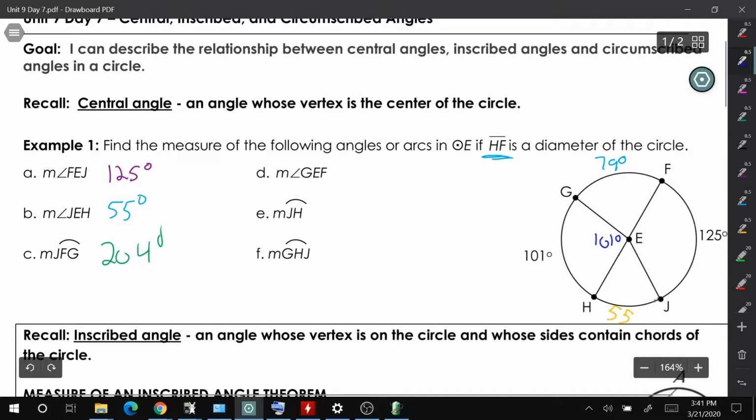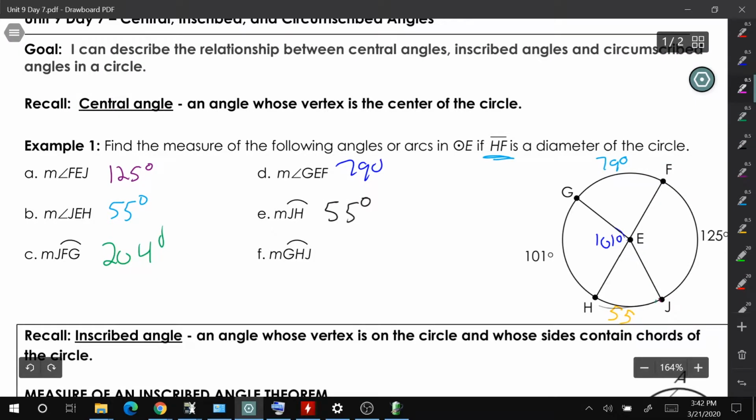The measure of angle GEF is going to be the same as this arc measure, so 79 degrees. The measure of arc JH, well, that's going to be 55. We already have that labeled. And then finally the measure of arc GHJ will be 101 plus 55, so 156 degrees. So hopefully this was a pretty simple review for you guys to go through.